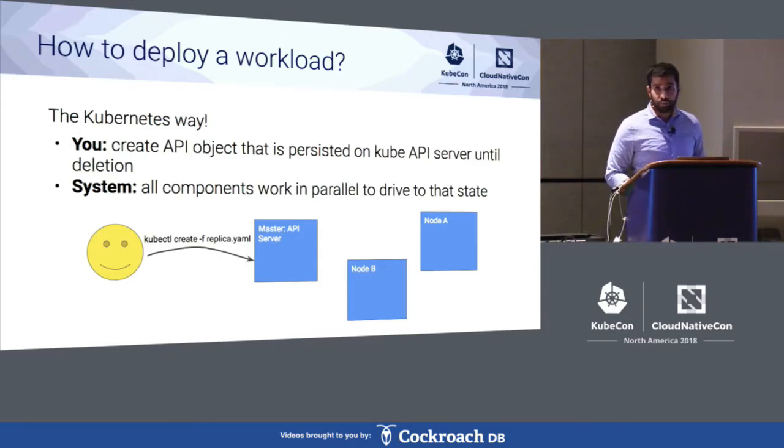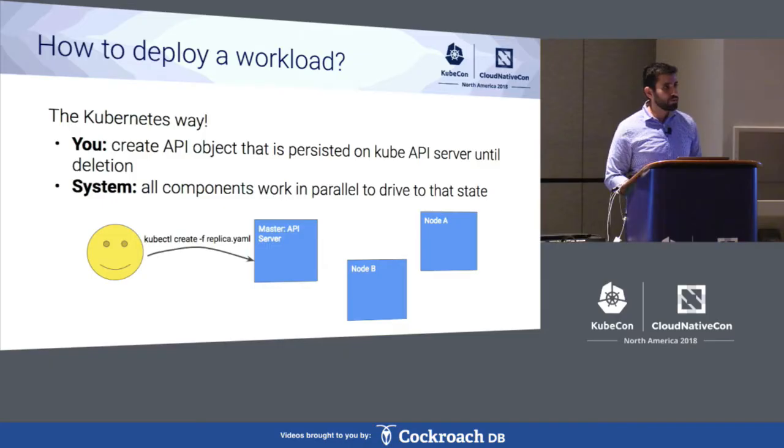So let's get a little bit more concrete. The way that you create or do anything in the Kubernetes API is that you create an API object that is persisted on the Kube API server until you delete it. And all the components within Kubernetes will work in parallel to drive towards that state.